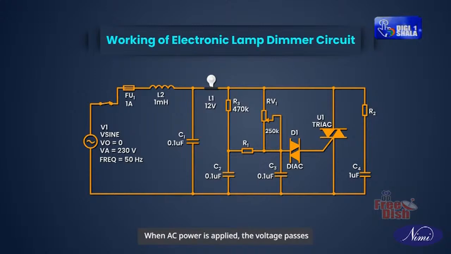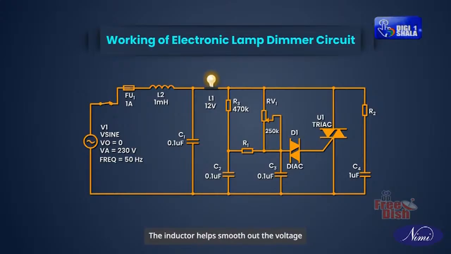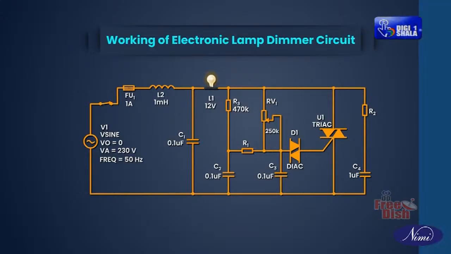When AC power is applied, the voltage passes through the triac, which acts as a switch. The diac connected in series with a resistor and capacitor provides the triggering signal to the triac when the voltage across it reaches a certain threshold. The triac then conducts, allowing current to flow through the lamp. The inductor helps smooth out the voltage across the lamp, reducing flicker and improving performance. The rheostat connected in series with the triac allows the user to adjust the brightness of the lamp by varying the resistance. By adjusting the rheostat, the amount of current flowing through the lamp changes, thereby adjusting its brightness.